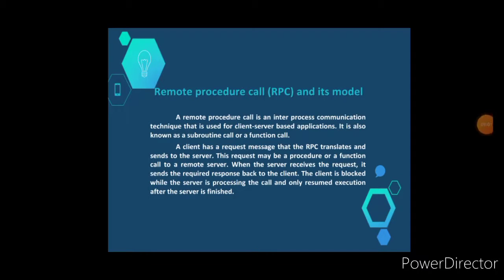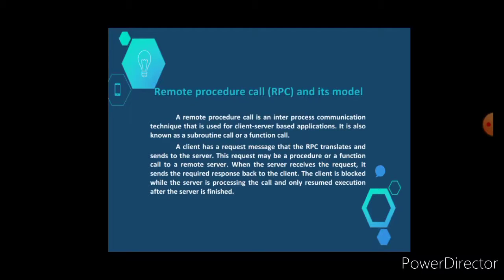A remote procedure call is a protocol that one program can use to request a service from a program located in another computer on a network without having to understand the network details. A procedure call is also sometimes known as a function call or a subroutine call. RPC uses the client-server model. The requesting program is a client and the service providing program is the server.